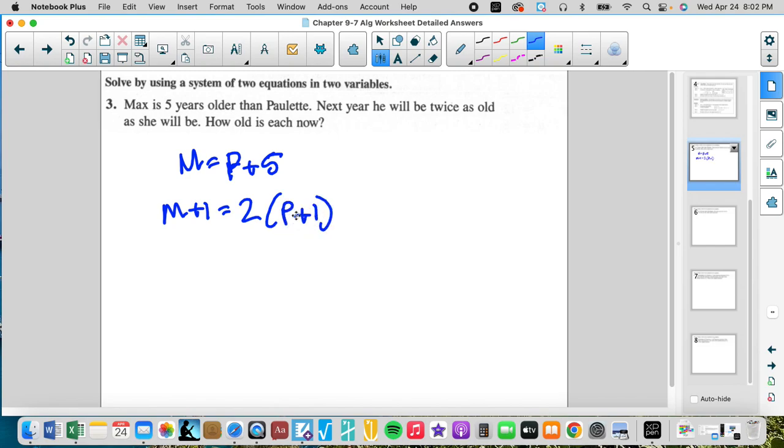So that's Paulette's age in 1 year will be 2. If we double it, that'll equal Max's age in a year. So let's use the substitution. We are set up for that, right? We have M in terms of P.